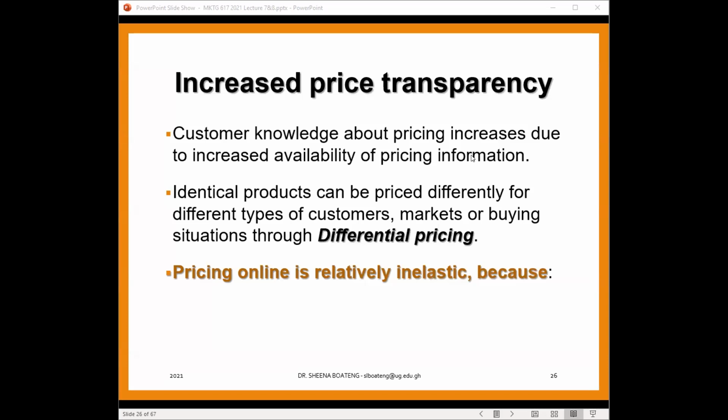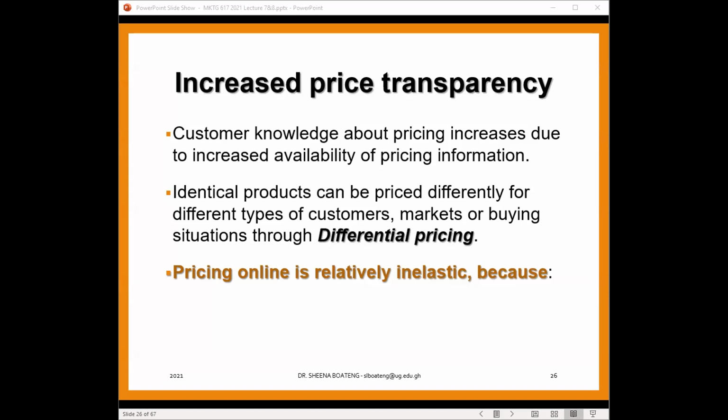Now, when we talk about increased price transparency, we are talking about the fact that we can give customers information about the various prices at which we offer our products and services. And because of that, there is no way you can hide the cost of your product from a customer. This is largely as a result of the existence of platforms like the price comparison sites that we looked at, including pricerunner.com and kelkoo.com, that compile all this information and put it in one place for the customer to be able to access.